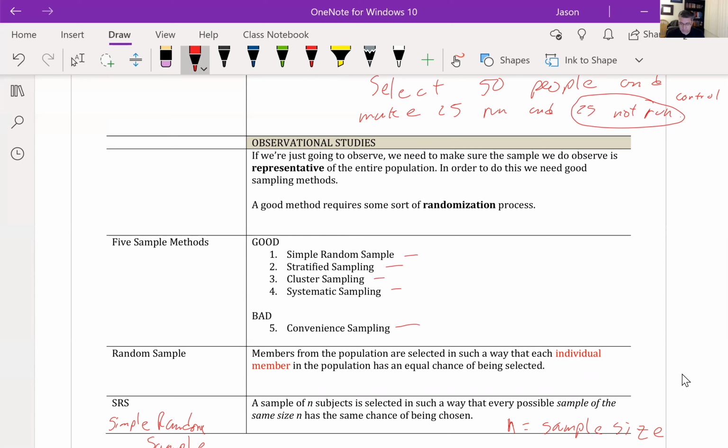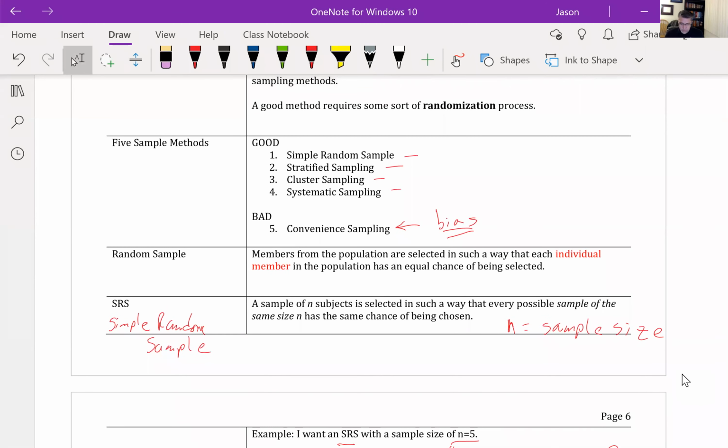Convenience sampling is bad. Convenience sampling is like going into Walmart and asking people if they like to shop at Walmart. That's convenience sampling, and there's a huge amount of bias involved in that. It'd be like going into Petco and asking if anybody likes cats. You might get a higher percentage of people liking cats by walking into a pet store than by randomly selecting people.